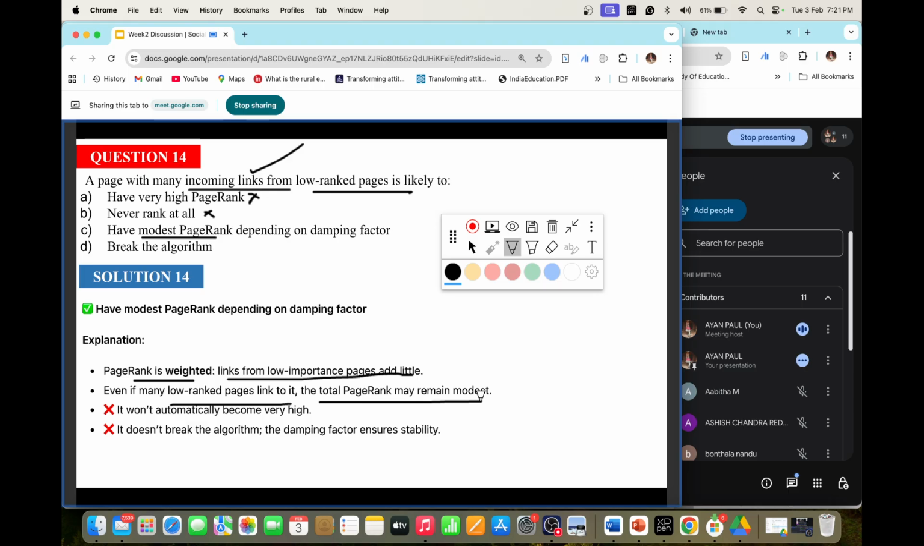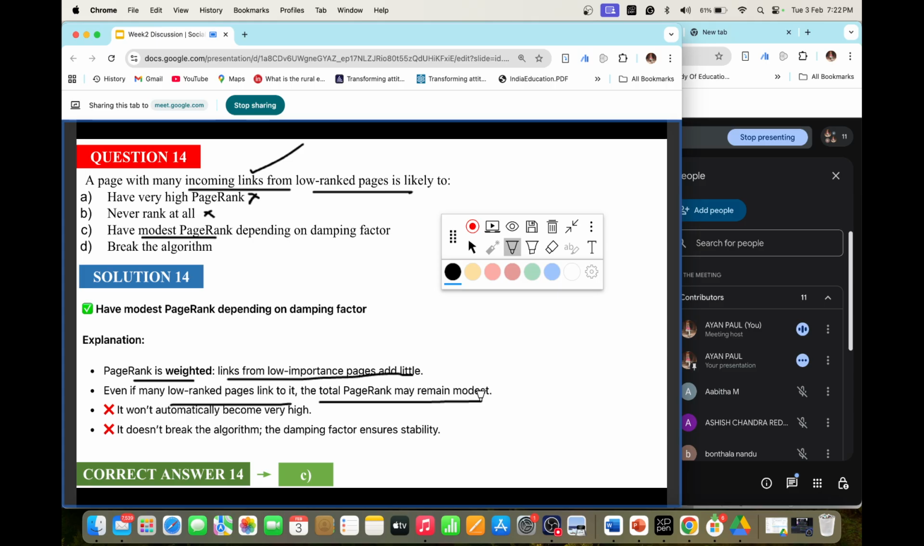It does not break the algorithm. Damping factor ensures stability. Okay, so option C is... Sir, what is damping factor? Whenever we will be discussing PageRank, the formulas will be given to you. Till now nothing has been discussed in detail, only these social media datasets. Whenever we go to the dev section, we can discuss PageRank in detail, and this damping factor and all.